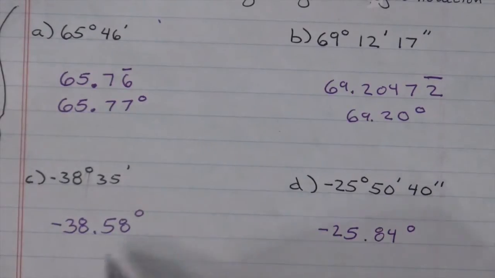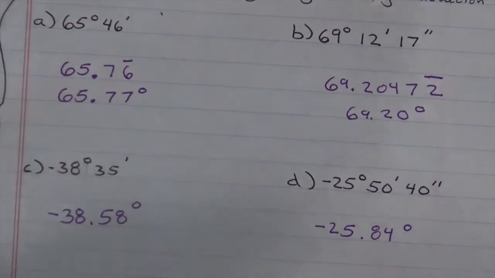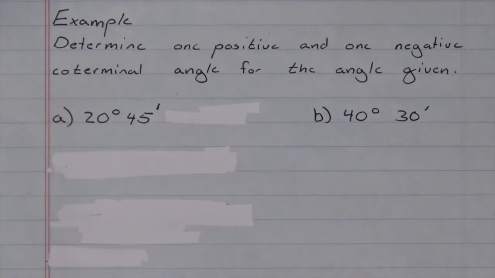Alright, so what you should have got for C was negative 38.58 degrees, and for D, negative 25.84 degrees. This problem states determine one positive and one negative coterminal angle for the angle given. If you remember back near the beginning of the video, to find coterminal angles, for the positive coterminal angle we just add 360, and for the negative coterminal angle, we just subtract 360.